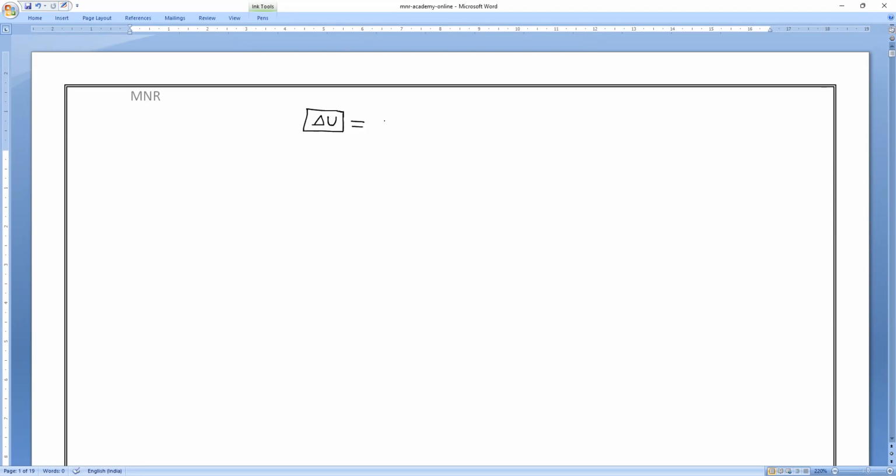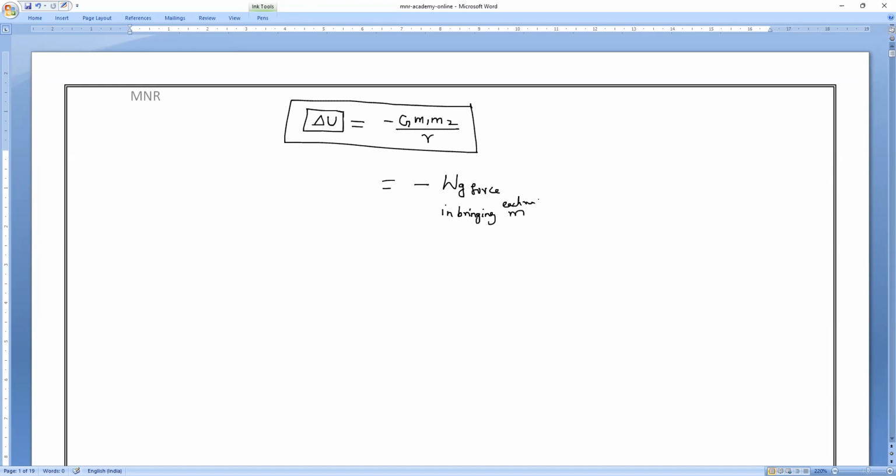Change in potential energy is equal to minus capital G into M1 into M2 divided by the distance between them, that is R. So this is the formula we got. Change in potential energy is equal to minus of the work done by the gravitational force in bringing each mass m from infinity to that configuration. Understand? So that is what we do.